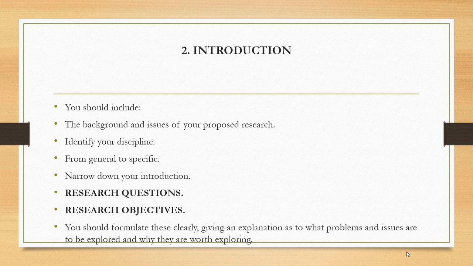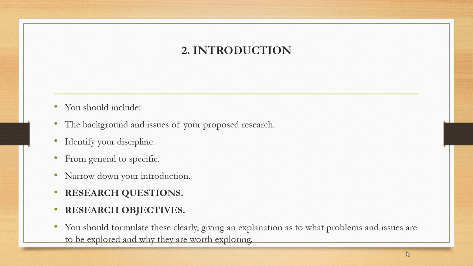The second one is identify your discipline. What is the discipline of the research? The third one is from general to specific. After the background of the study, you will come to the introduction. In the introduction, the first step will start from the general. Generally, the intro will be talking about the theory and all the advancement made in the topic, in the field, and that will be narrowed down as it goes on, and that will come to the specific.